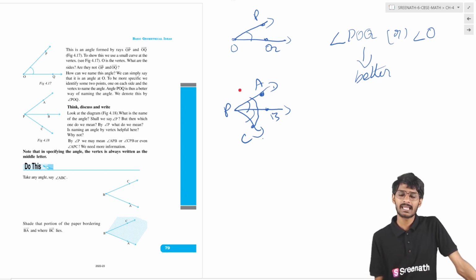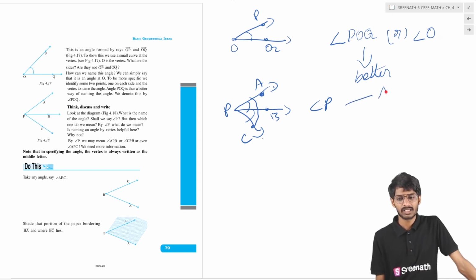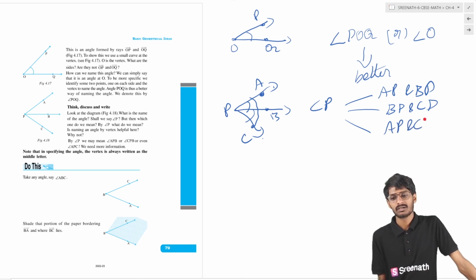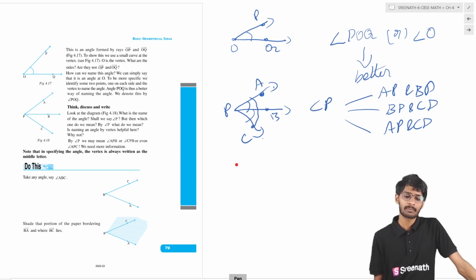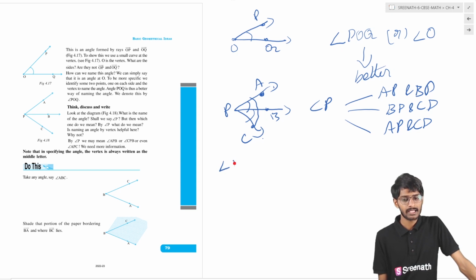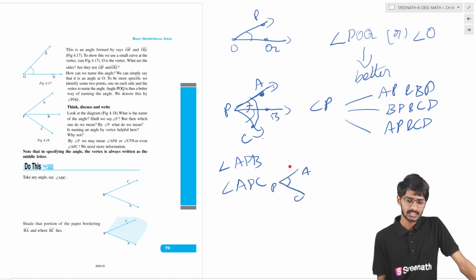Then how will we represent the three angles differently? If you just write angle P, then which is angle P? Whether the angle is between AP and BP, or between BP and CP, or between AP and CP. So which angle P are you representing? There will be confusion. So for that, we represent it as angle APB. APB is one angle, which is the smaller angle, and angle APC, this is the big angle.